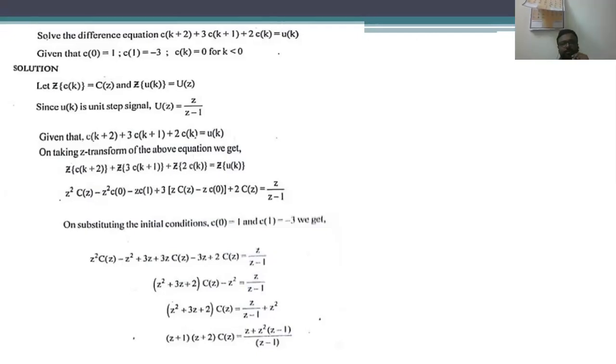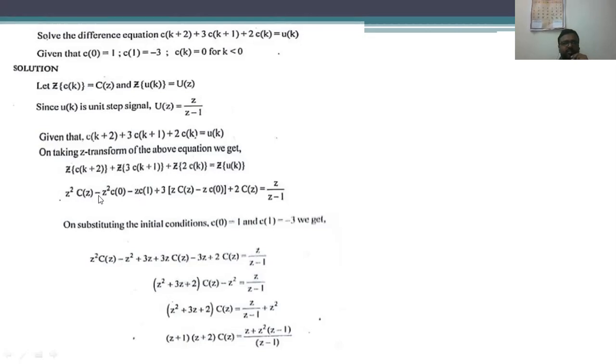Step function. Okay? We have seen how to solve these particular problems with the consideration of initial conditions. That means here, try to observe this. The initial conditions, that means the Z transformation for C of k plus 2 is going to be represented as Z square into C of Z minus Z square into C of 0 minus Z into C of 1.